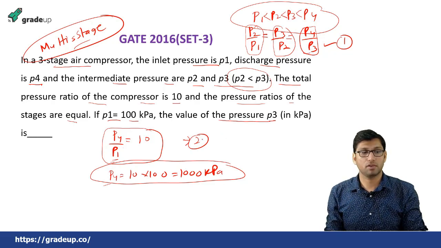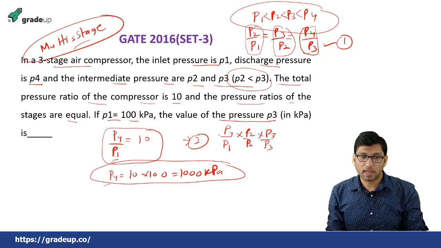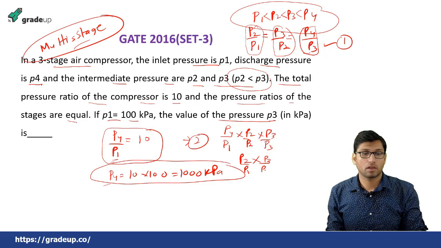How are we going to use this relation? P4 by P1 is given to you. If you multiply by P2 by P2 and P3 by P3 and rearrange it, this will come out to be P2 by P1 into P3 by P2 into P4 by P3.